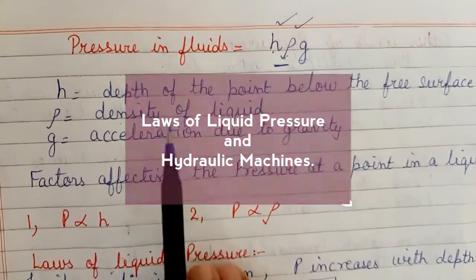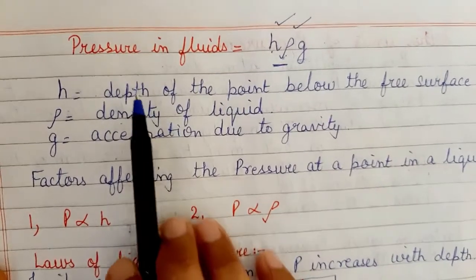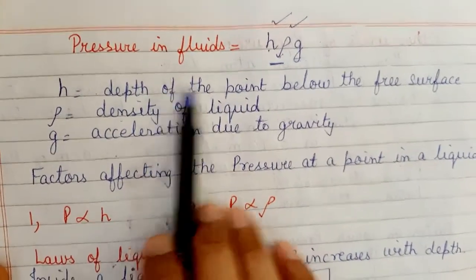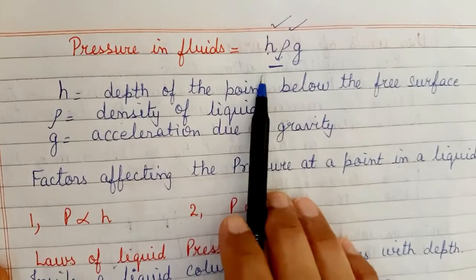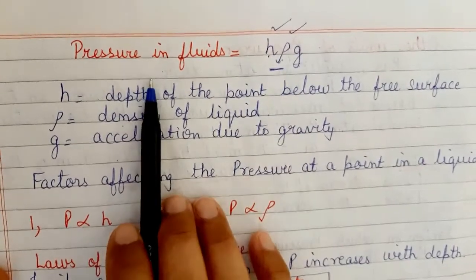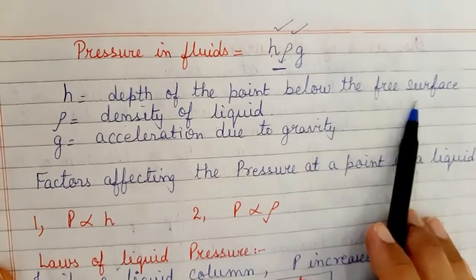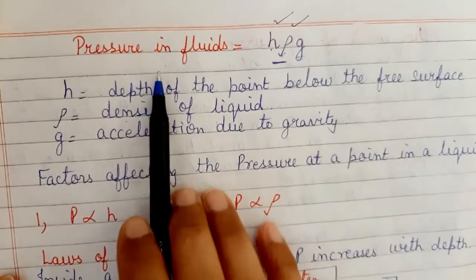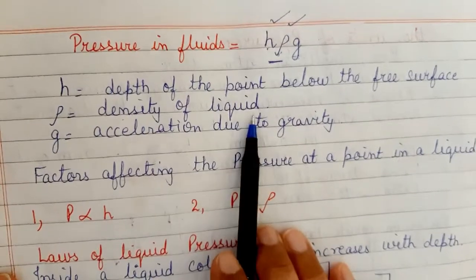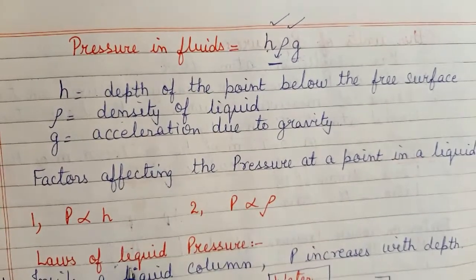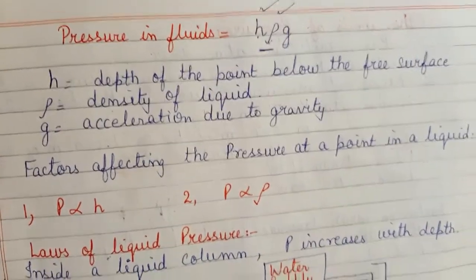Children, for your information, in the last class I taught you about pressure in fluids and I gave you a formula for it, that was h rho g. I told you that the pressure was directly proportional to the depth of the point below the free surface of the liquid, and it was also directly proportional to the density of the liquid. So in today's class we are going to focus on laws of liquid pressure.